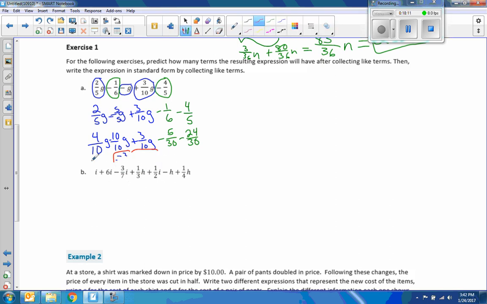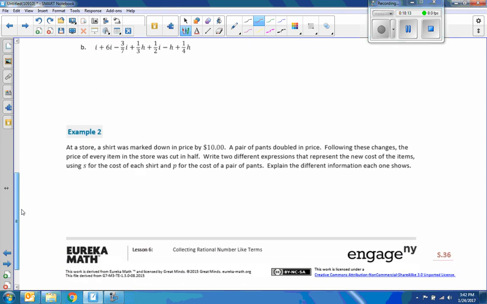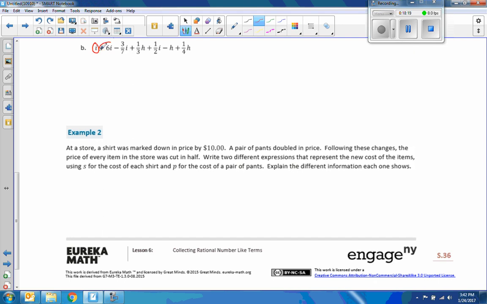Okay, moving on to B. I'm going to do the same thing. I'm going to circle my like terms. Keep the sign with the term. H, no, I, here's another I. The rest are H's. Okay, it would be a good idea for you to get colored pencils and do this exact same thing. So I circled my I's in red and my H's in green.